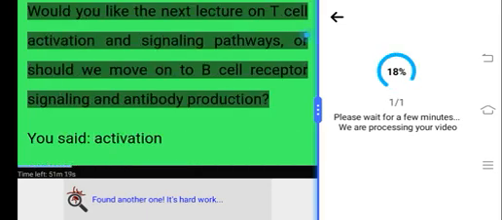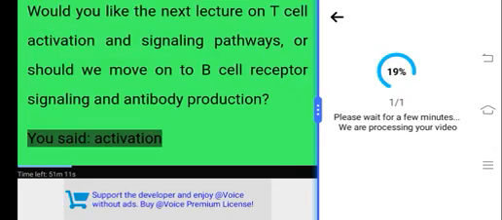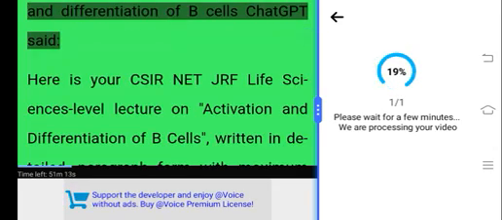Would you like the next lecture on T cell activation and signaling pathways, or should we move on to B cell receptor signaling and antibody production? You said, activation and differentiation of B cells. ChatGPT said.